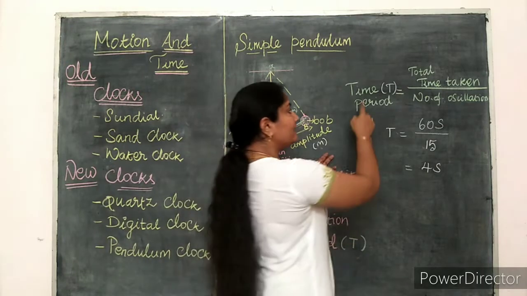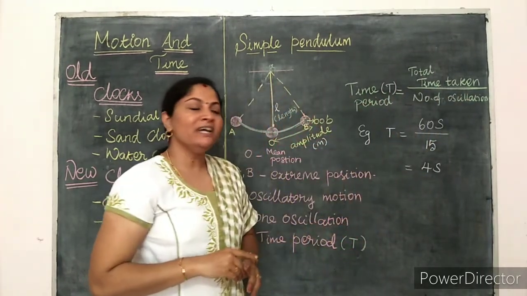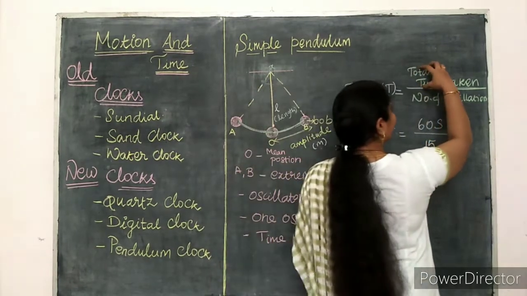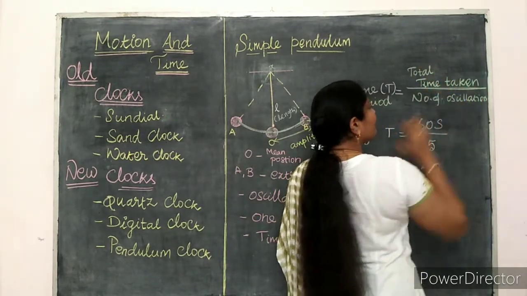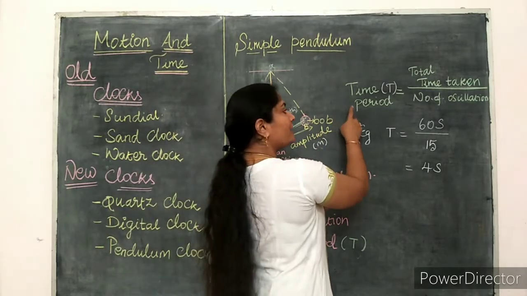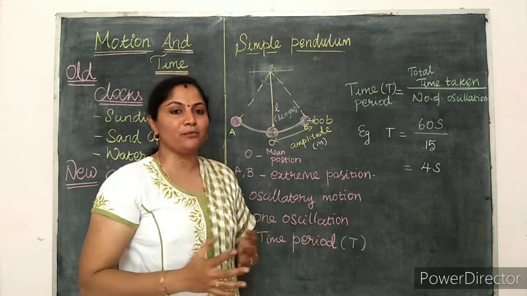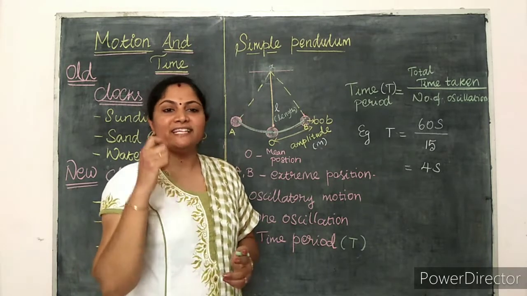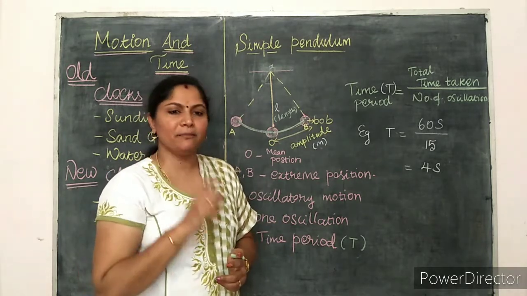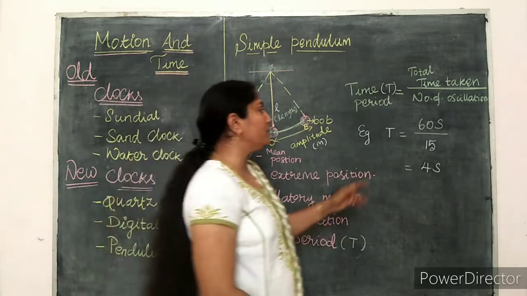Okay, so see here, this is the formula for calculation of time period of simple pendulum. It is nothing but the total time taken divided by the number of oscillations. Actually, the unit of time period is second only. Already you know that the SI unit of time is second, so time period is also the same. Second is the SI unit of time period of simple pendulum.